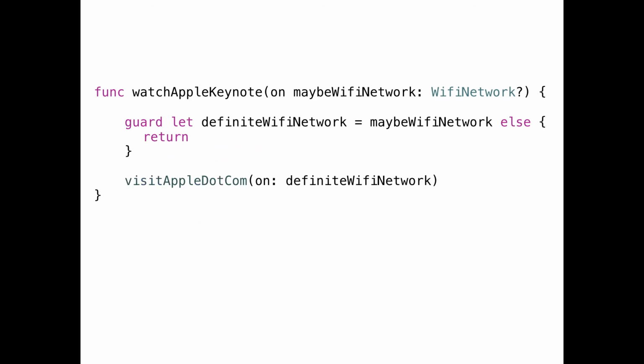Another option is we could use guard syntax. I tend to use this for precondition type problems where we want to unpack our optional at the top of our function, and then use it in the rest of our function. And once we get past the guard statement, we know we have a Wi-Fi network and we don't have to keep force unwrapping it.